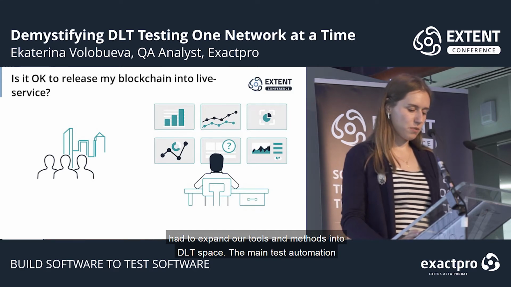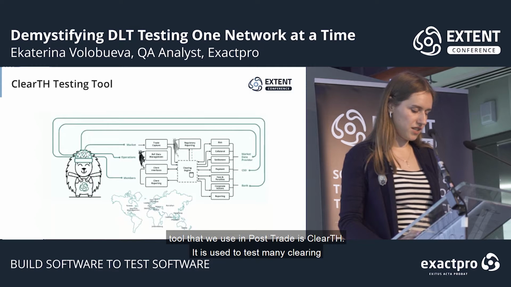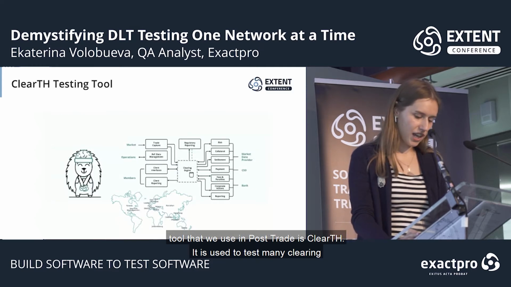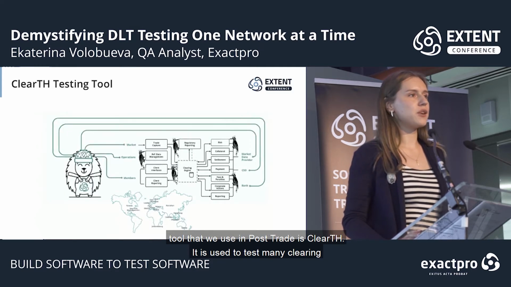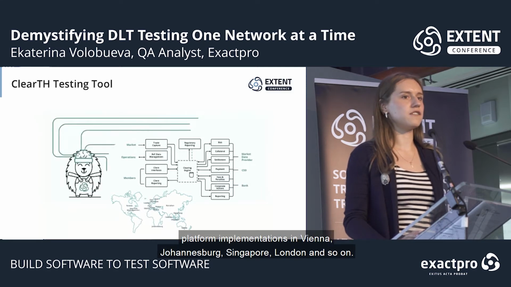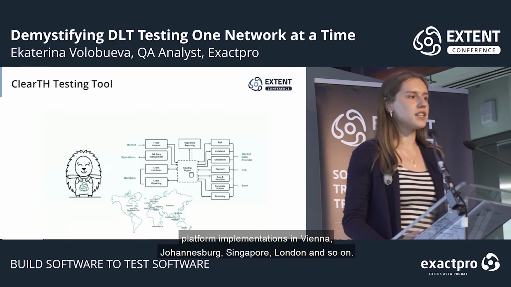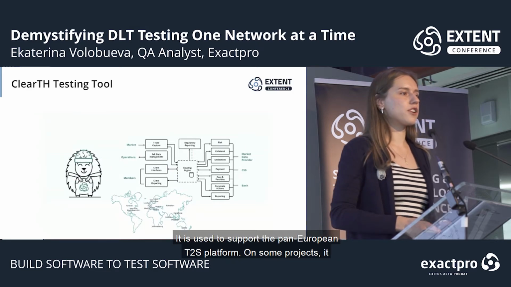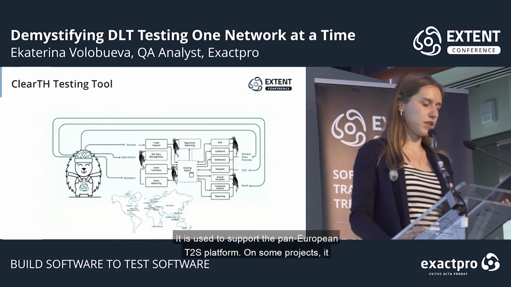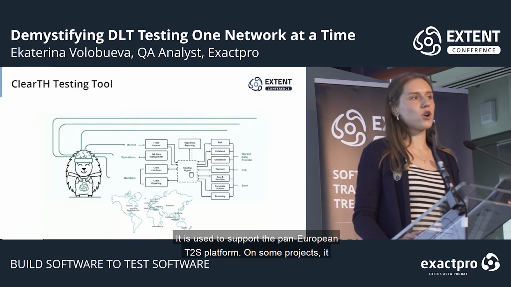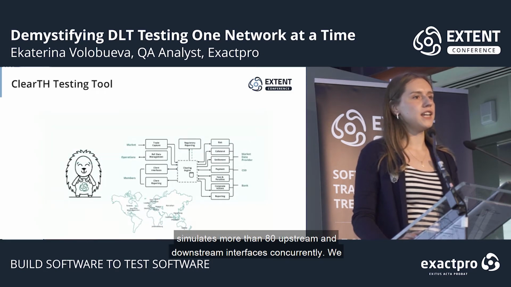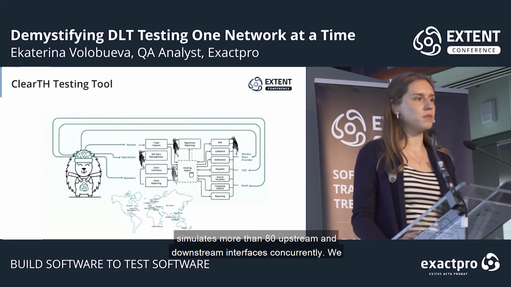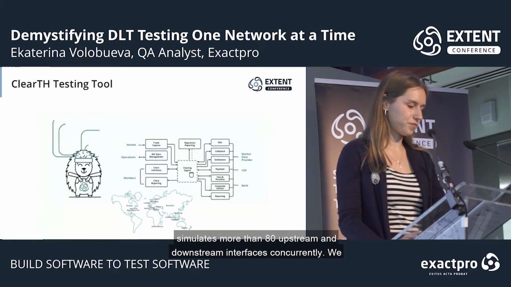The main test automation tool that we use in post-trade is ClearTH. It is used to test many clearing platform implementations in Vienna, Johannesburg, Singapore, London, and so on. It is used to support the pan-European T2S platform. On some projects, it simulates more than 80 upstream and downstream interfaces concurrently.